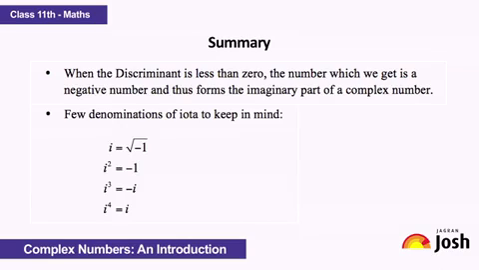Few denominations of iota to keep in mind. Iota is equal to root of minus 1. Iota square is equal to minus 1. Iota cube is equal to minus iota. Iota raised to the power 4 is equal to 1.